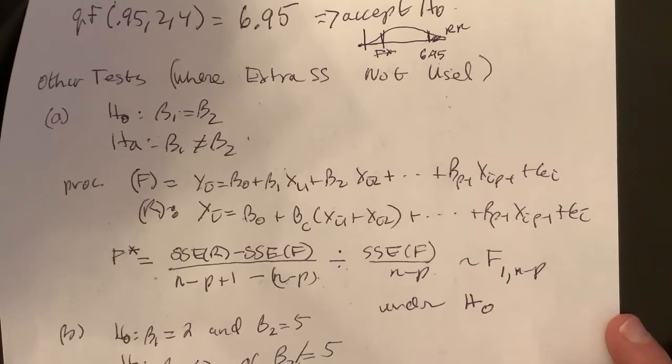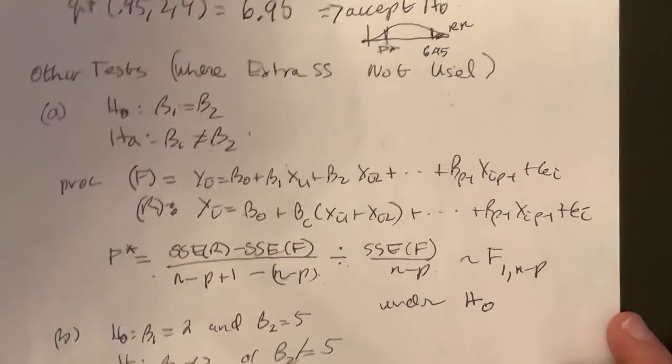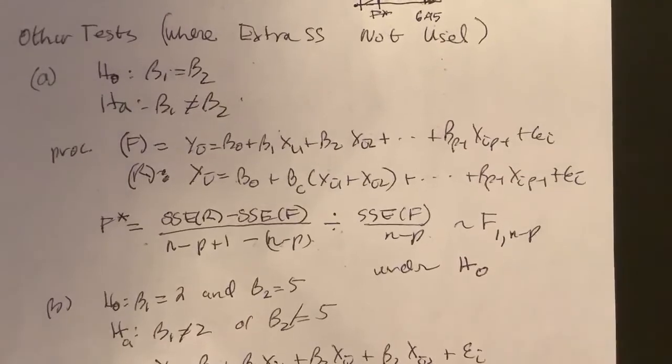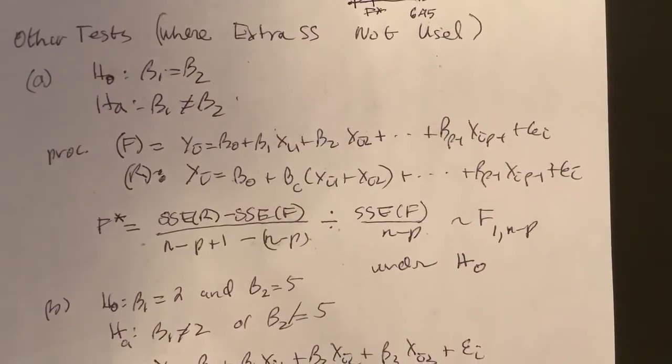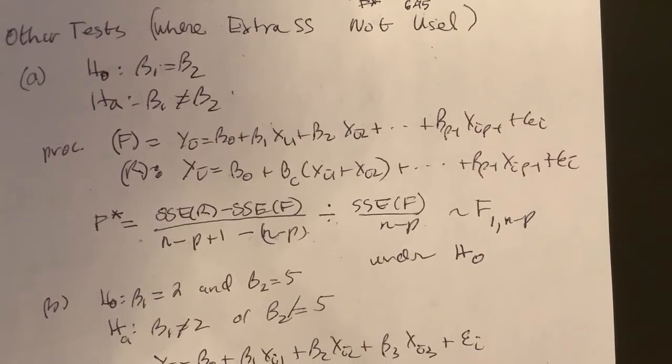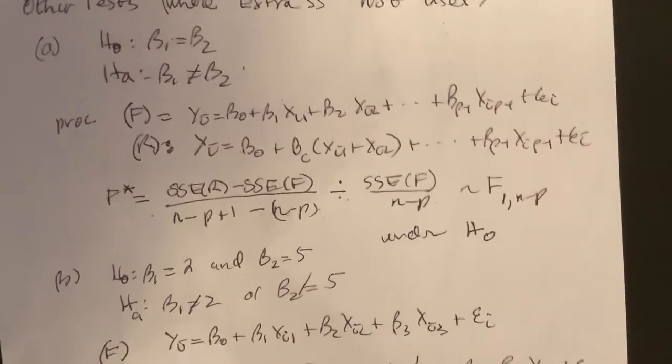So you get SSE of the reduced minus SSE of the full, divided by 1, over SSE of the full over n minus p, which is F(1, n minus p). Again, you have independent chi-squares divided by their degrees of freedom. If you do the proof, you see. And it's F(1, n minus p).